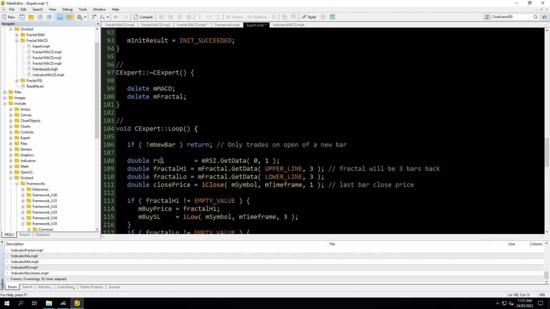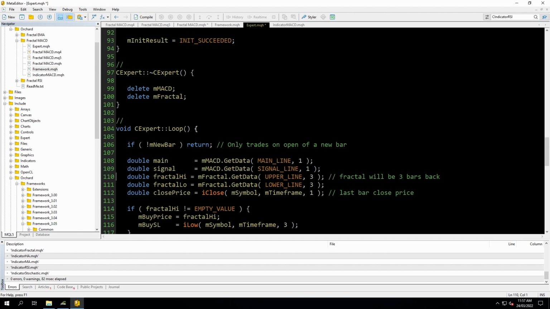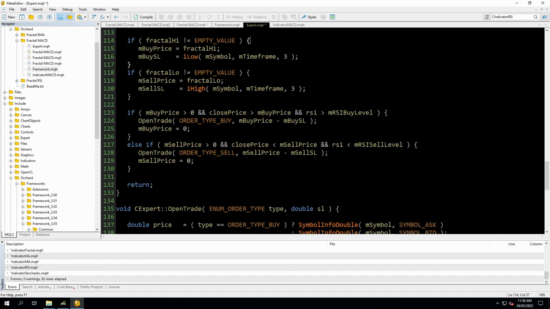And now in the loop, instead of capturing the RSI value, I'm capturing the main value and the signal value from the MACD with GetData, and these buffer numbers, main line and signal line. Those are defined already inside MQL for you, and main line will give the main line value and signal line will obviously give the signal line value. Now I'm going to be trading when the signal line crosses the main line or main line crosses the signal line. And so all I need to do now is go down to these conditions for opening the trades.